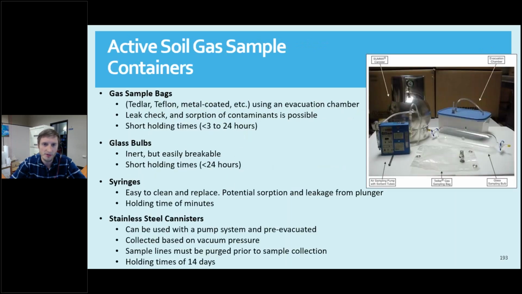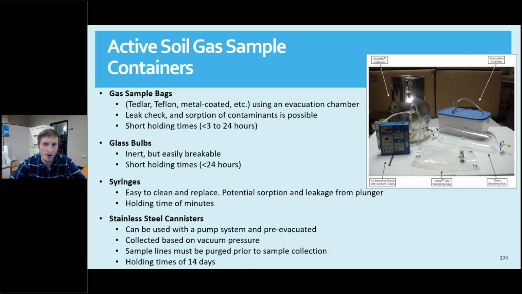These are the containers in regards to active soil gas sampling. The image on the right shows a couple of them. We have gas sample bags, which are Teflon, metal coated. If you have a negative pressure in the probe, you need to use an evacuation chamber and a pump. You need to leak check those airbags as they can rip and the O-rings can wear out. Adsorption of contaminants is still possible, and it has short holding times of anywhere from under 3 hours to 24 hours, and potentially up to 3 days, depending on the method used.